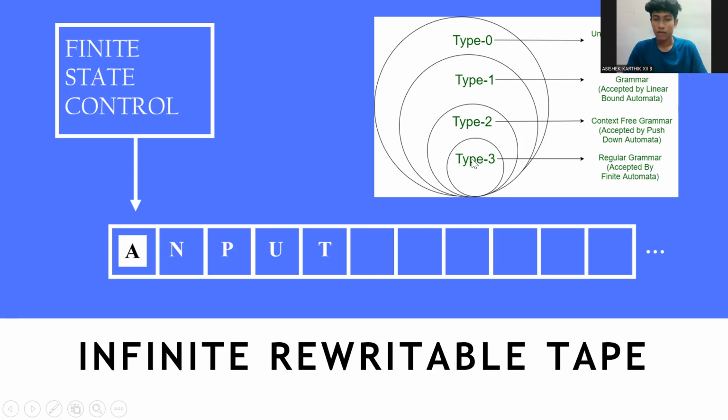Here we have type 3. In type 3, we have finite automata, which accept regular grammar. In type 2, we have push-down automata, which accept context-free grammar. In type 1, we have linear-bound automata, which accept context-sensitive grammar. And in type 0, we have the Turing machine, which accepts unrestricted grammar.